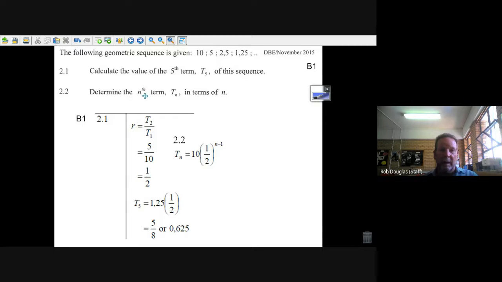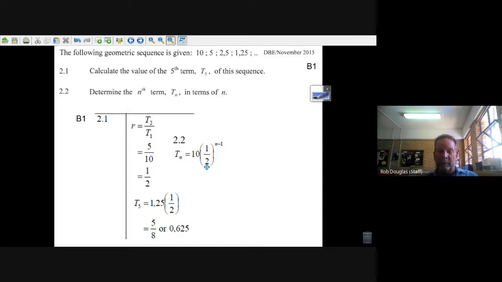That's worth something. Calculate the fifth term. We know a is the first term. So the fifth term, Tn, is equal to 10 times 1 over 2. And because it's the fifth term, we should put a 5 in there. So the fifth term should be 10 times a half to the fourth power.